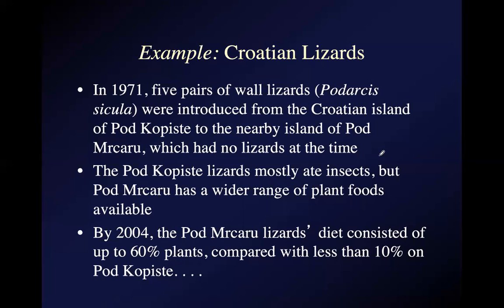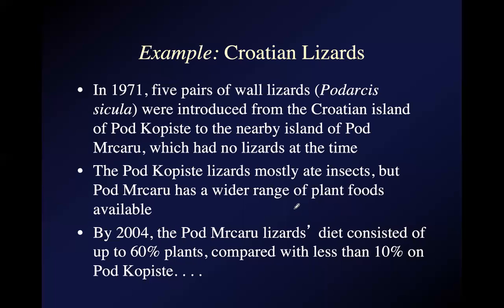It's the founder effect. We'd probably expect to see that isolated population that we've just helped disperse to Podmurcharu become different from the population that it came from on Podkopište, right? This is plain old dispersal, probably leading to speciation. In particular, the Podkopište lizards were mostly feeding on insects. Podmurcharu, however, has a wider range of plant foods available.